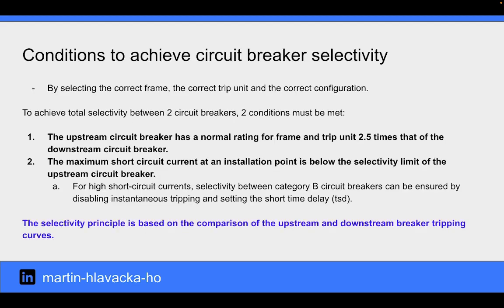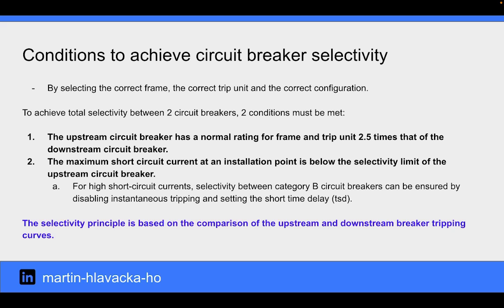How to achieve selectivity? Coordination of circuit breakers is done by selecting the correct frame, the correct trip unit, and the correct configuration. To achieve total selectivity between two circuit breakers, two conditions must be met. The first condition is that the upstream circuit breaker has a normal rating for frame and trip unit 2.5 times that of the downstream circuit breaker. The second condition is that the maximum short circuit current at an installation point is below the selectivity limit of the upstream circuit breaker.